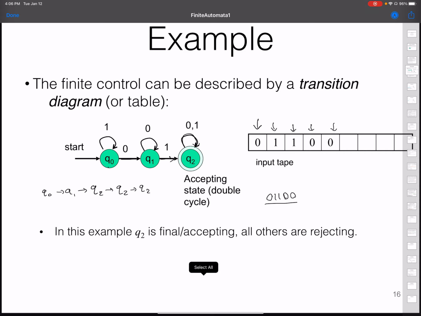Some other inputs might be rejected, for example 1, 1, 0. What would happen if you have a string like this? You will be at Q0 first. Over reading the first 1, you will stay at Q0. Reading the next symbol, which is 1, again you will stay at Q0.